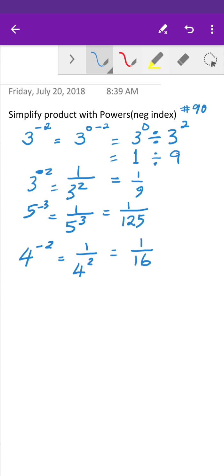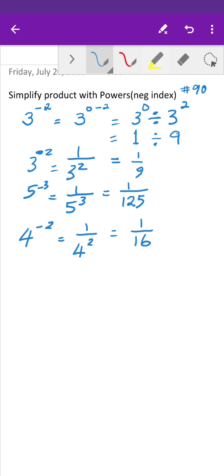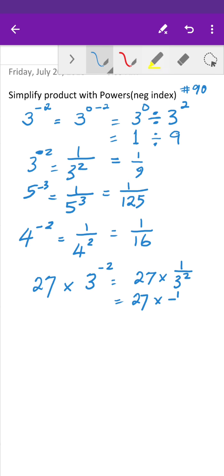Now let's look at a product with a negative power. So if we've got something like 27 multiplied by 3 to the negative 2. Now that is 27, and you've got to know that 3 to the negative 2 is 1 over 3 to the positive 2. So we change 3 to the negative 2 into 1/9, and 1/9 of 27 is equal to 3.